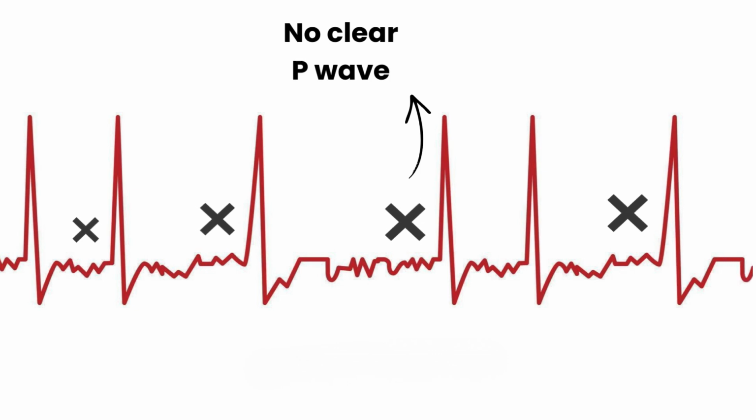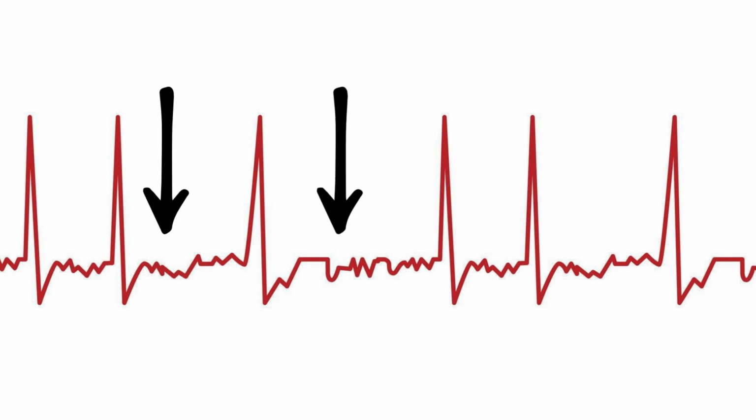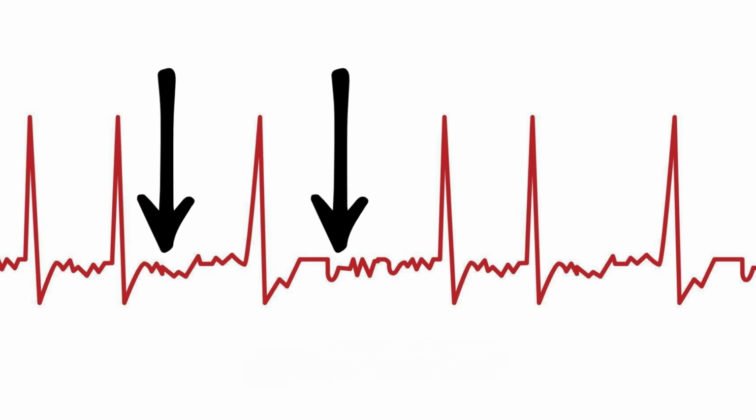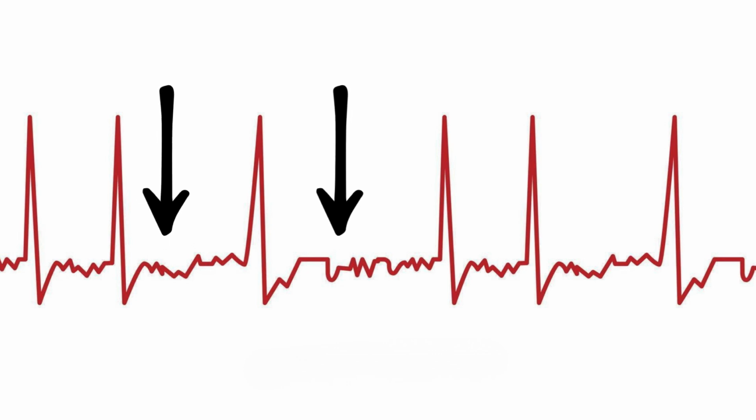Now look carefully at the baseline. In atrial fibrillation, normal P waves are absent. Instead of clear P waves, the baseline looks chaotic, wavy, or fibrillatory. This happens because there is no organized atrial depolarization. If you cannot clearly identify P waves before each QRS complex, suspect atrial fibrillation.